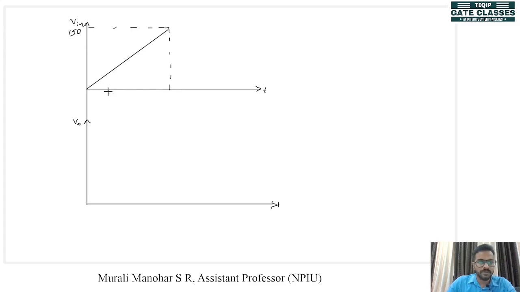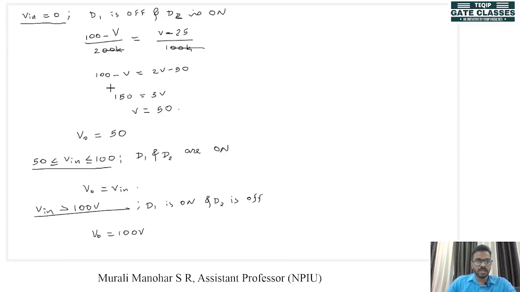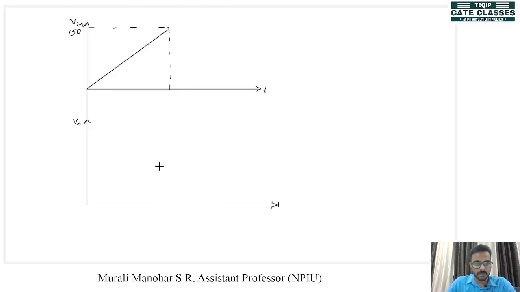This is 150. Now we know that our input is now split into 3 levels. When V in is 0 to V in less than 50, what will be the output? Output will be 50 volts. When V in is between 50 and 100, output will be equal to V in, and when V in is greater than 100, V out will be equal to 100 volt.